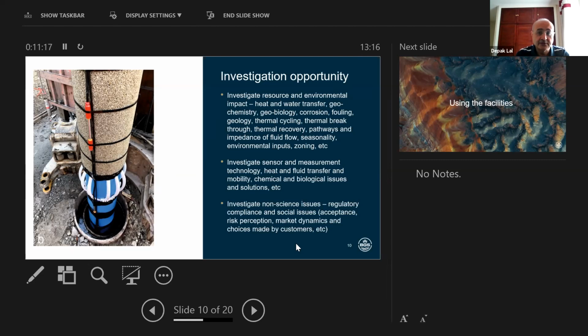You can investigate sensors and measurement technology, heat and fluid transfer and mobility, chemical and biological issues and solutions, and not understating the social aspect. You can investigate non-science issues such as regulatory compliance, social issues, which is acceptance, risk perception, market dynamics, and choices made by consumers. These are critical because unless we get consumer acceptance, this way of heating people's homes is not going to get very far.